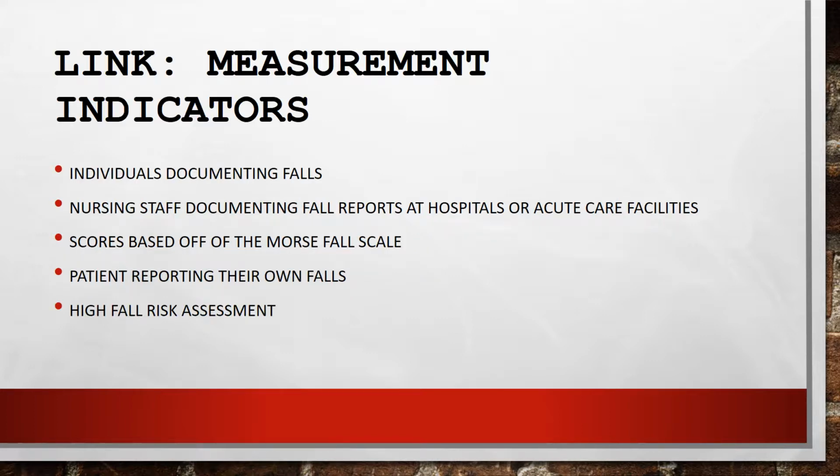Measurement indicators: individuals documenting falls, nursing staff documenting fall reports at hospitals or acute care facilities, scores based off of the Morse fall scale, patients reporting their own falls, and high fall risk assessments.